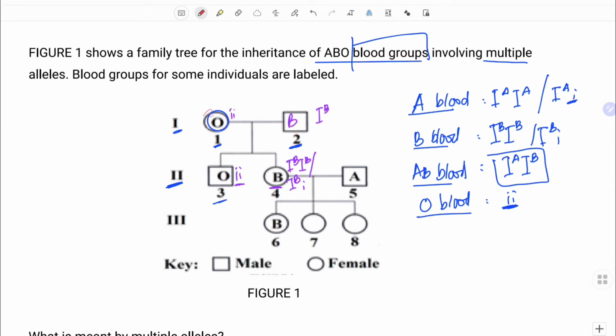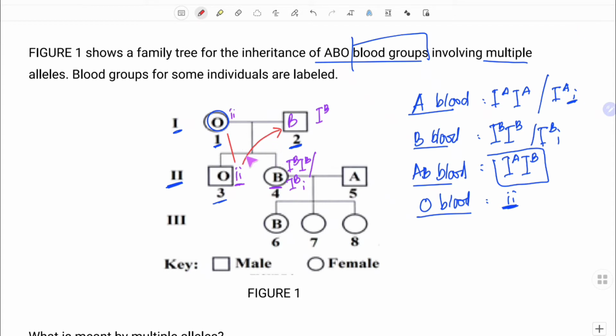Kenapa? Sebab untuk parent nombor 1 ini, dia cuma ada dua recessive allele, i kecil. So i kecil dia boleh donate kepada anak nombor 3 ni, ataupun boleh juga donate kepada anak nombor 4. Okay. Seterusnya, apabila kita tengok anak nombor 3 ni adalah berdarah O, iaitu dia mesti homozygous recessive untuk i kecil. So maksudnya one of this recessive allele mesti datang daripada parent yang pertama. So the other recessive allele mesti datang daripada parent yang kedua.